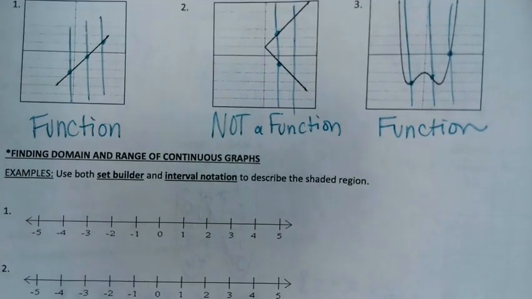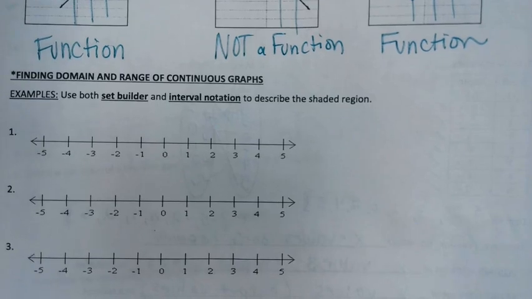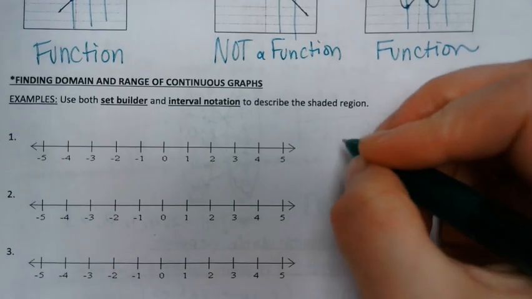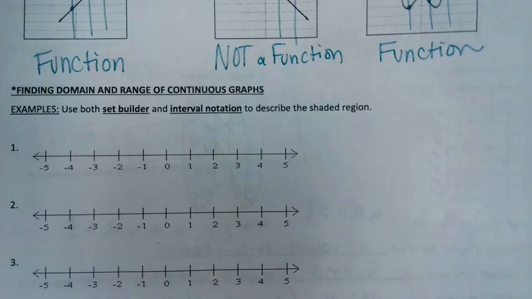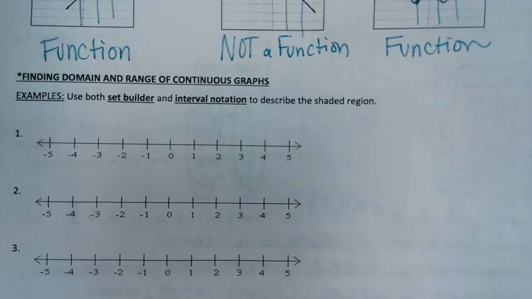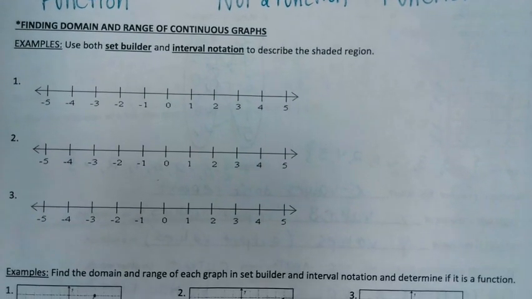Okay, we are going to find domain and range of continuous graphs. So continuous means that it continues on and on forever between 2 points. So there's an infinite number of points between the 2 points. If you just had dots, that would be discrete and not continuous. So we are going to use both set builder and interval notation to describe the shaded region. So I need to give you the shaded region.